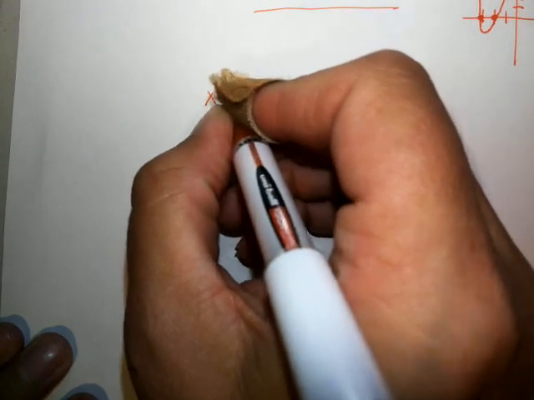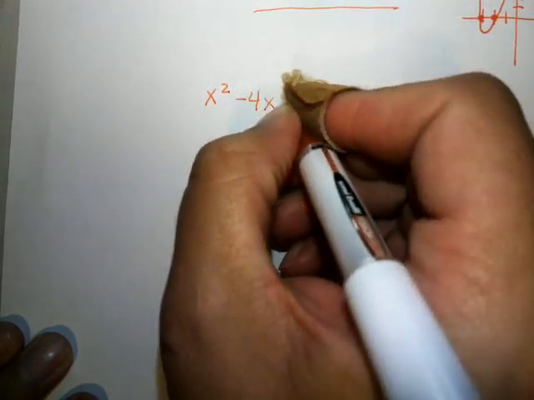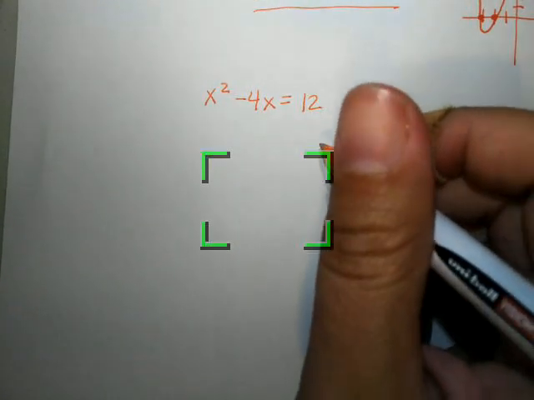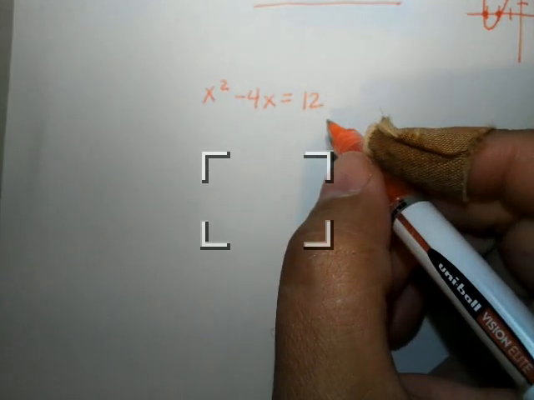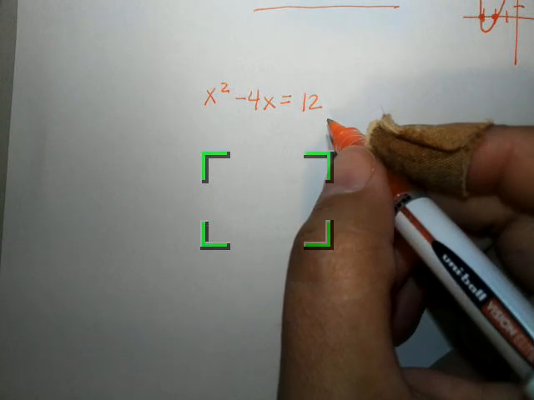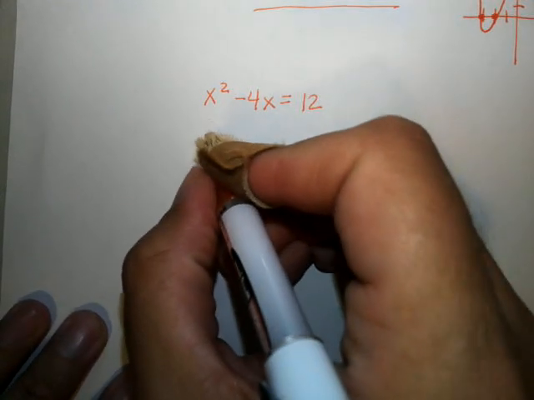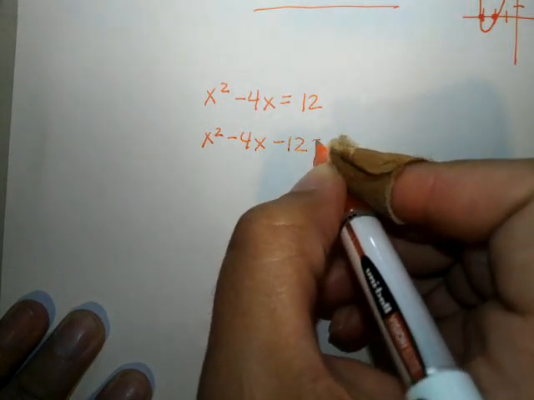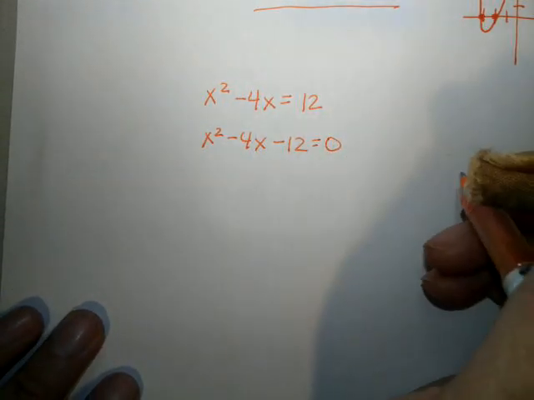The next problem we have is x squared minus 4x equals 12. Now, in order to solve this, we want to make sure that we are set equal to 0. So I'm going to have to actually subtract 12 from both sides. So we have x squared minus 4x minus 12. Now we're set equal to 0.